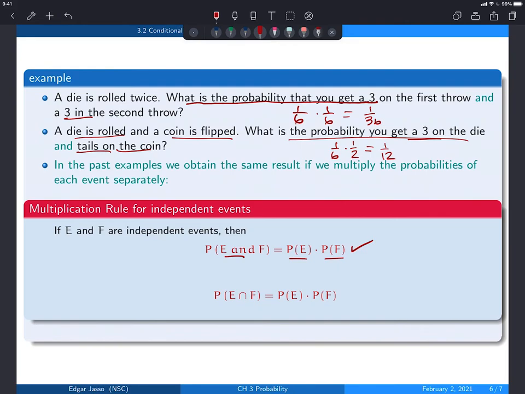So you have to be careful. This is only true if the events are independent. What happens with the coin does not affect what happens with the die. That's why they're independent.